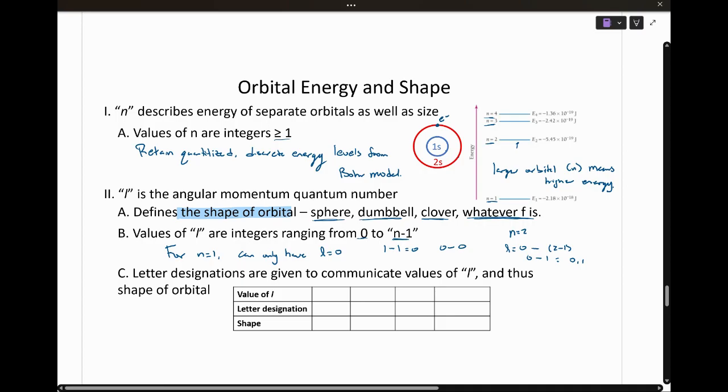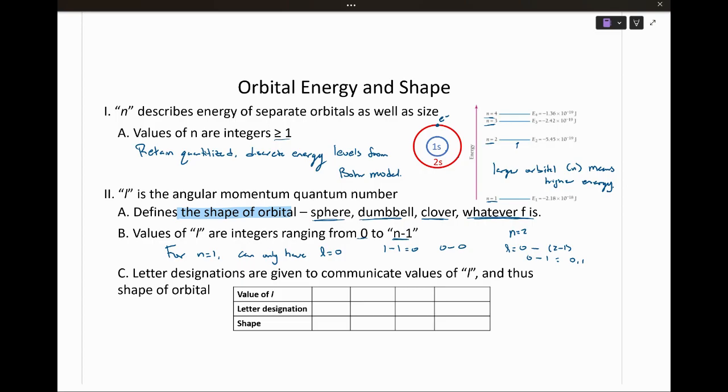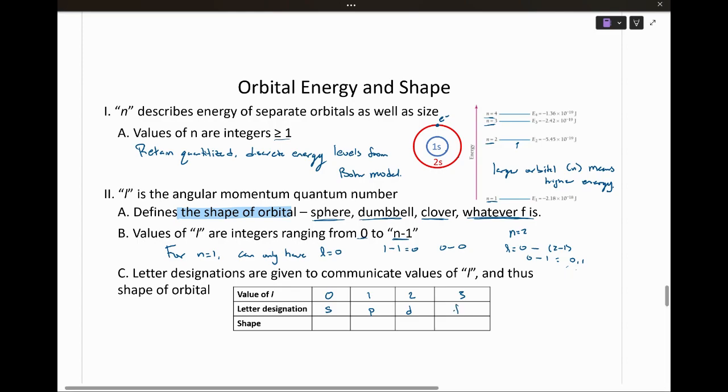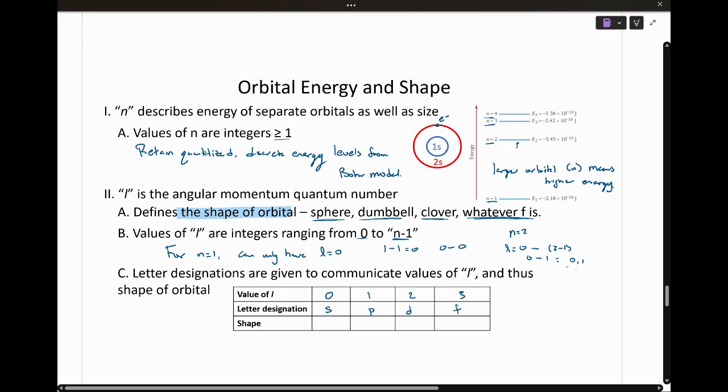And rather than having a number designation for n, a number designation for L, what we like to do is translate these numbers, 0, 1, etc., into letters. So we have 0, 1, 2, and 3. We're going to give a letter designation for 0 of S, a P for 1, a D for 2, and an F for 3. And the shapes these correspond to are sphere. P is going to be a dumbbell.